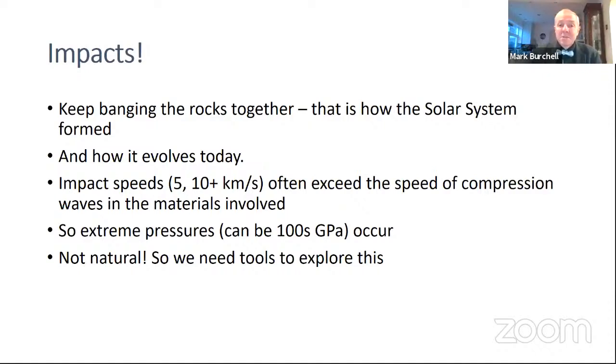These are natural events on solar system scales, but here on Earth, they're not natural. These speeds are not natural, and the pressures you get, hundreds of gigapascals, are abnormal. Tens of megapascals are probably the strengths of things. Hundreds of gigapascals are abnormal. So it's not natural, and we need special tools to explore this and understand the phenomena. And that's what we do in our lab.